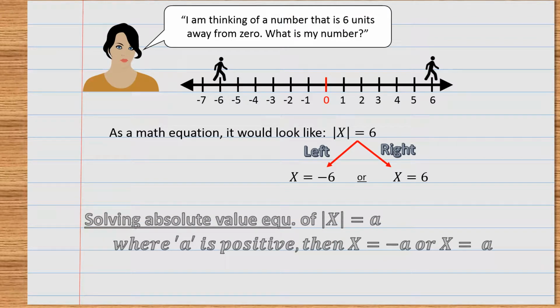So solving an absolute value equation in the form of the absolute value of something, x, equals a, some number, where that number is positive, then x equals -a, which means it's to the left of 0, or x equals +a, which means it's to the right of 0.